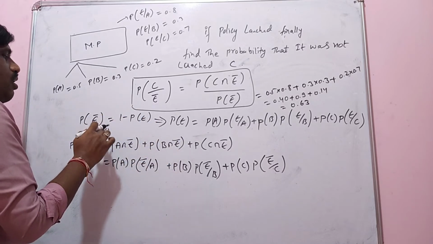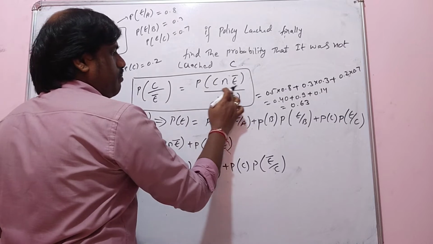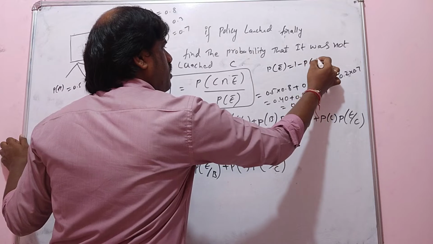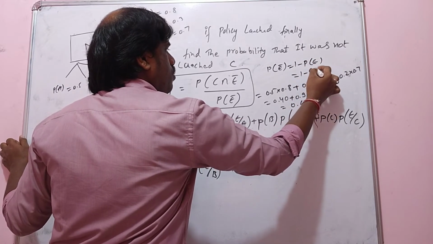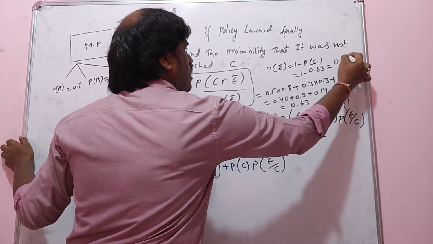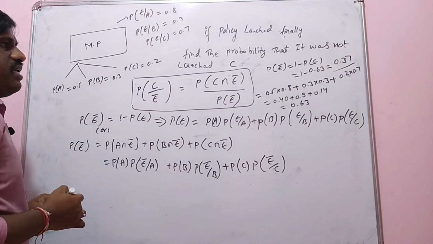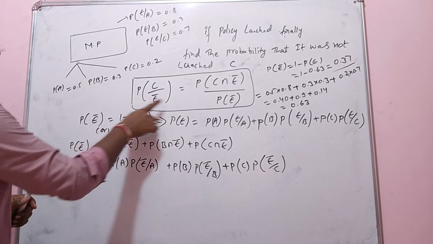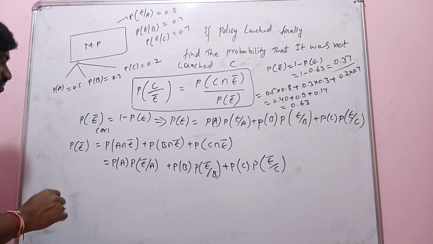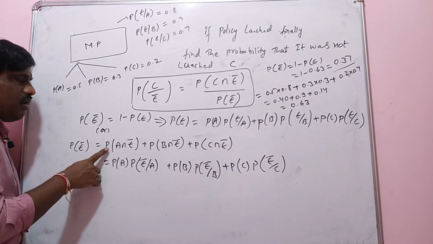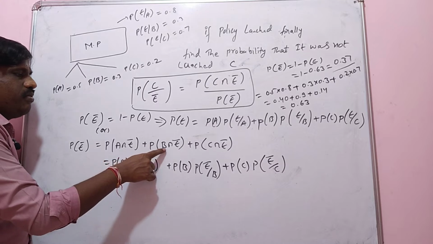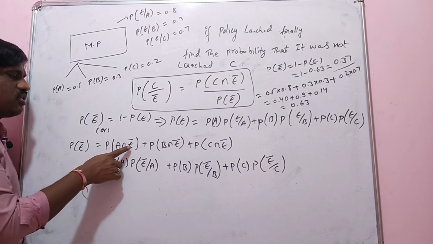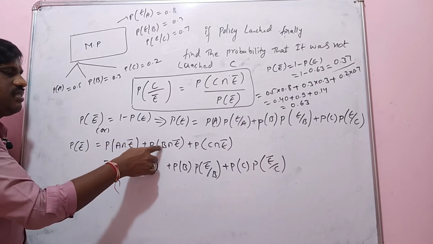Now for probability of E bar, the denominator. Probability of E bar will be 1 minus probability of E, that is 1 minus 0.63, which is 0.37. So you got probability of E bar as 0.37. This is one method of finding E bar. But another way is that probability of E bar can be written as probability of A intersection E bar plus probability of B intersection E bar plus probability of C intersection E bar.